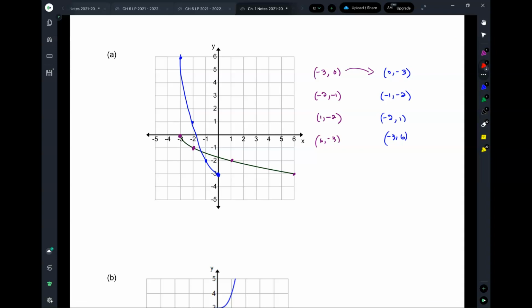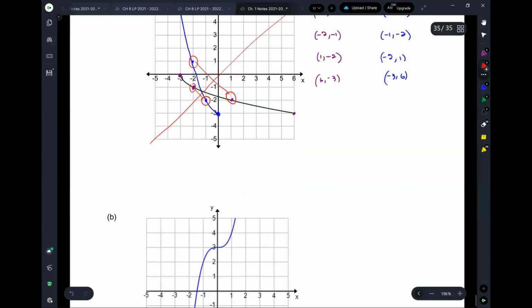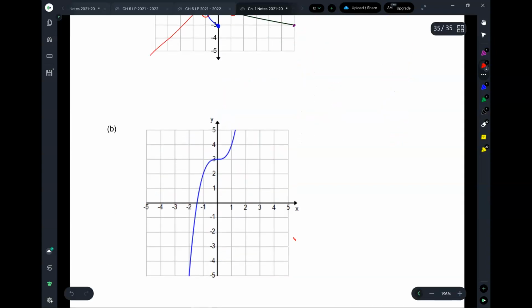But let's just see what happens if we graph the line y equals x. Do you see how each of these points is a mirror image along y equals x? Anything in red that I've done, you don't have to do. I'm just doing it to illustrate something. You have to do what's in the purple and the blue. Okay. Last one.